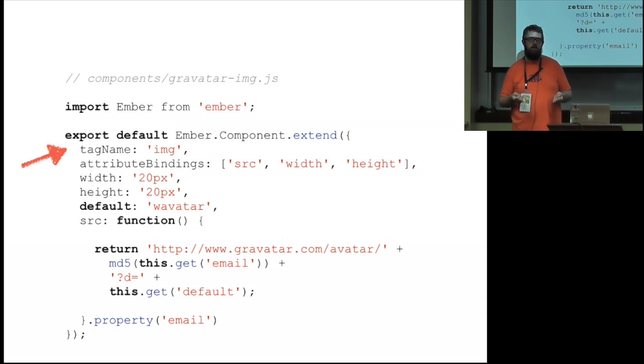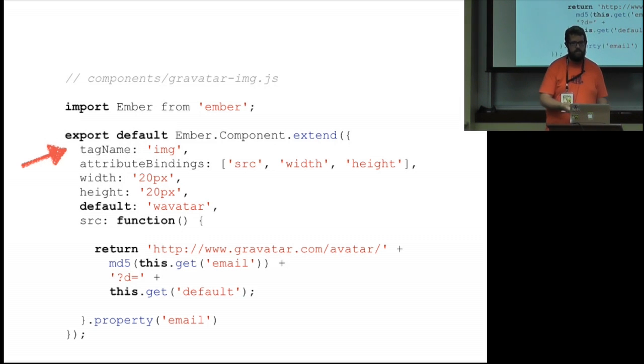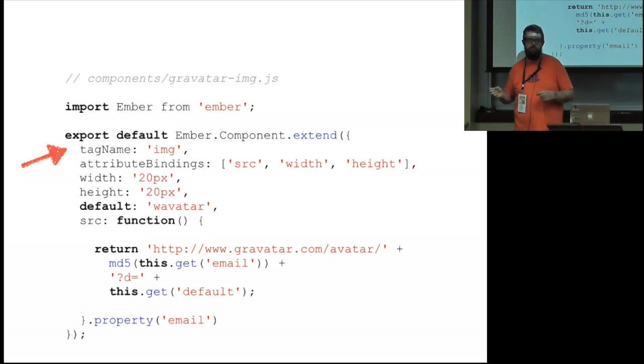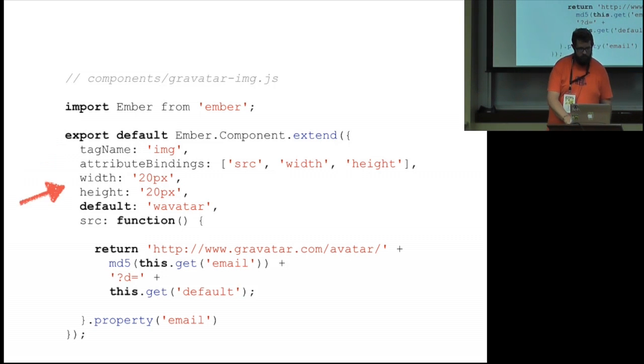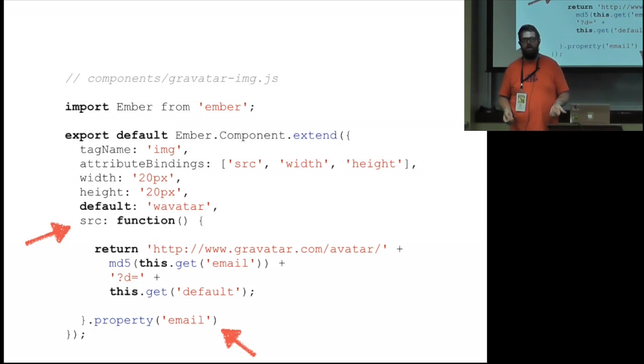There are some attribute bindings, which are going to be properties that I can pass in. They're going to be properties on the tag that gets rendered, bound to the properties on the component class. So in this case, for my image tag, I want to have a source, a width, and a height. I'm saying to Ember, take these properties and keep them in sync with the properties on my class. You can see here I give some defaults for the width and the height.